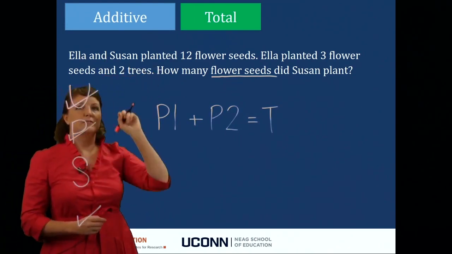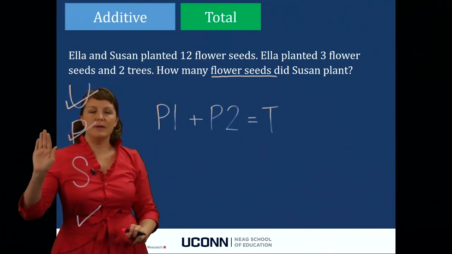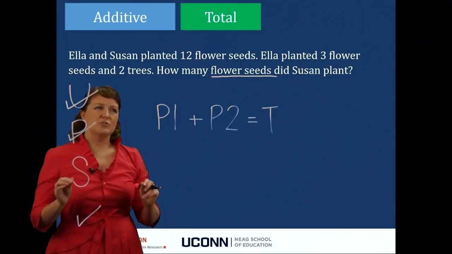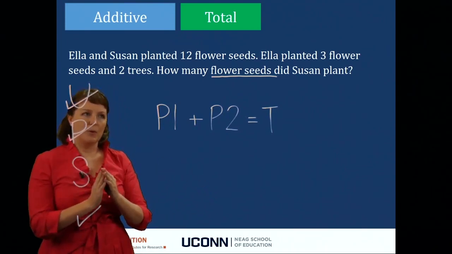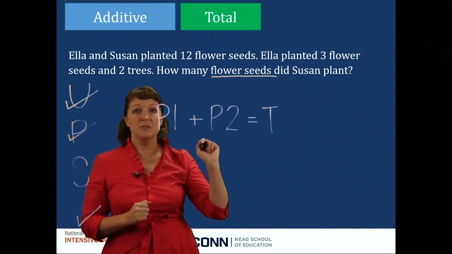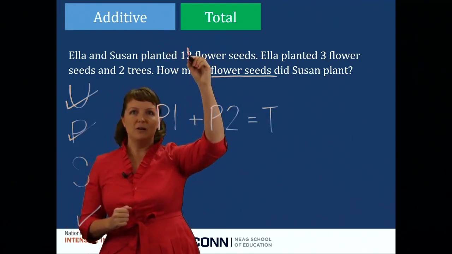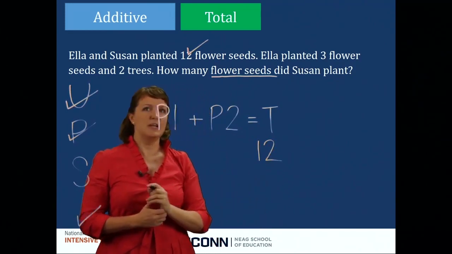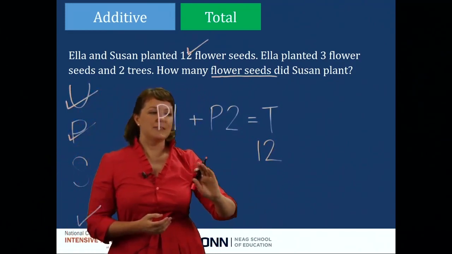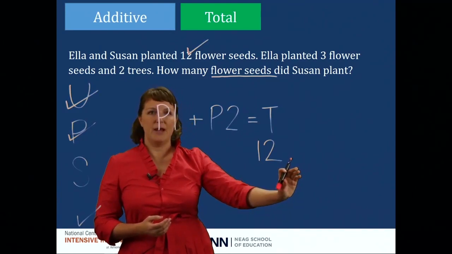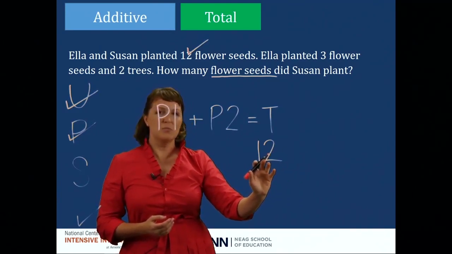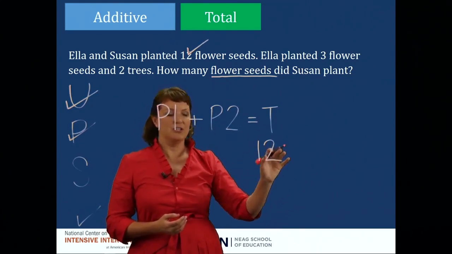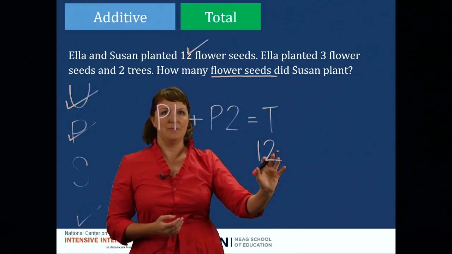Ella planted 12 flower seeds. 12 is a number, so we stop. 12 talks about flower seeds, so I probably need it in this problem. And does 12 tell me one of the parts or the total? Hopefully a student would say, oh, it tells you about the total, so I'm going to check off that 12 so I don't use it again, and I'm going to write it underneath my letter T right there. Notice that I do not have to fill this equation in left to right. Whenever I figure out I've got some word problem information that I need, and whenever I figure out where it's going to go in the equation, I go ahead and plug it right in, all right?